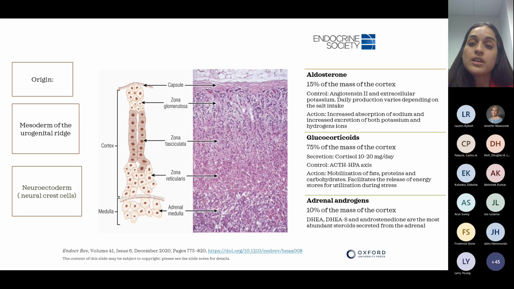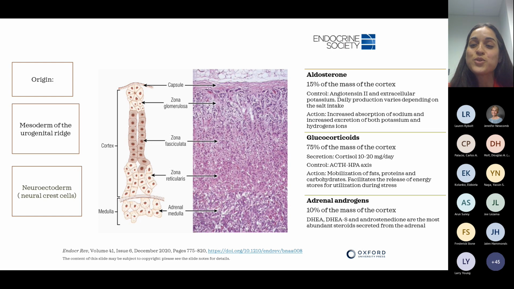In terms of the embryology, the adrenal glands are going to derive from two distinctive embryologic organs. We are going to have the cortex that is going to come from the mesoderm of the urogenital ridge, and the medulla that is going to come from the neural crest cell, the neuroectoderm. And the fetal adrenal glands are going to be evident from around week 6 to 8 of gestation.